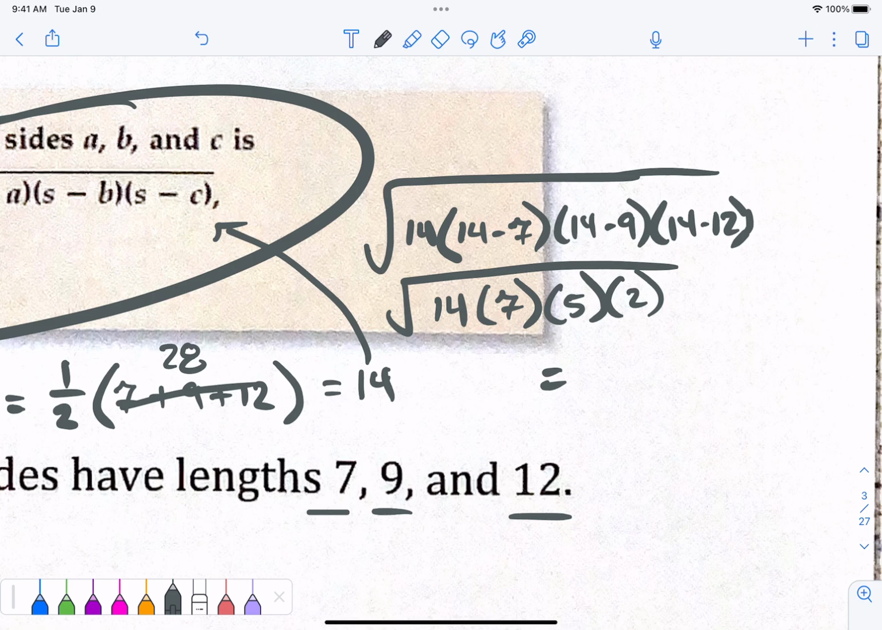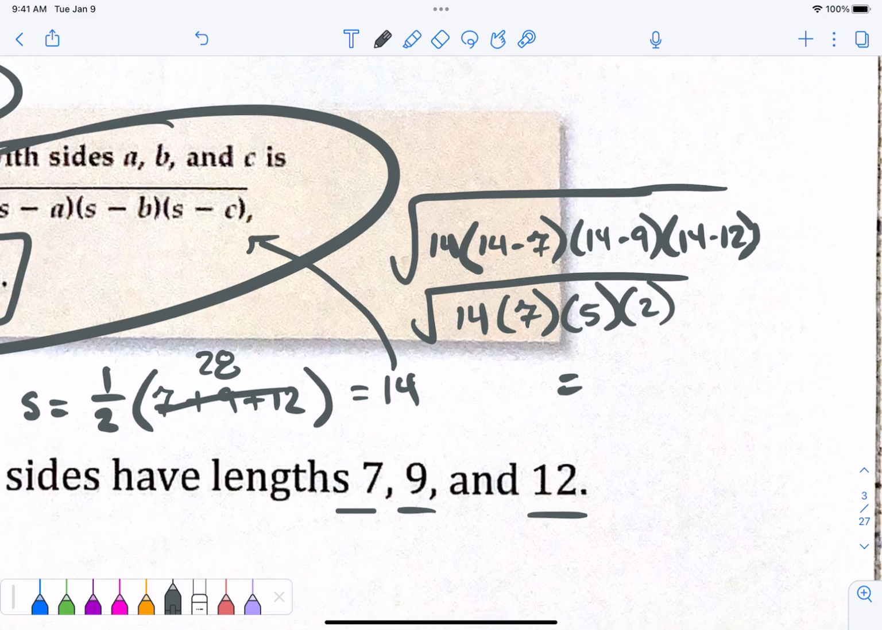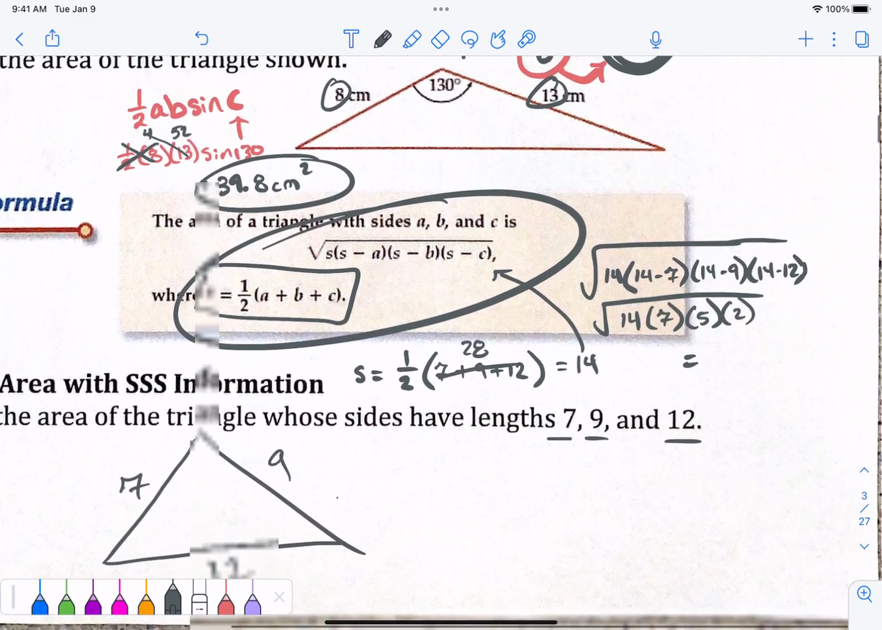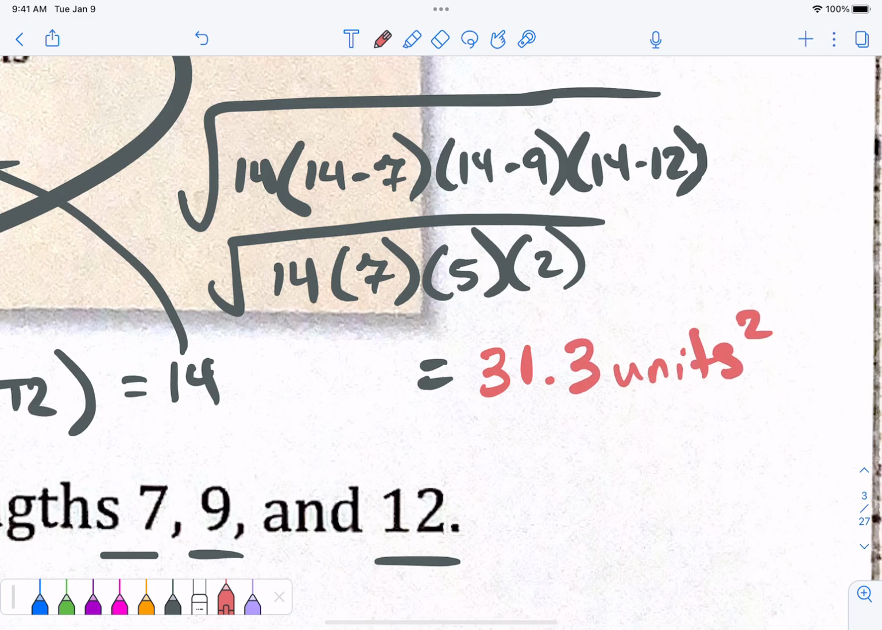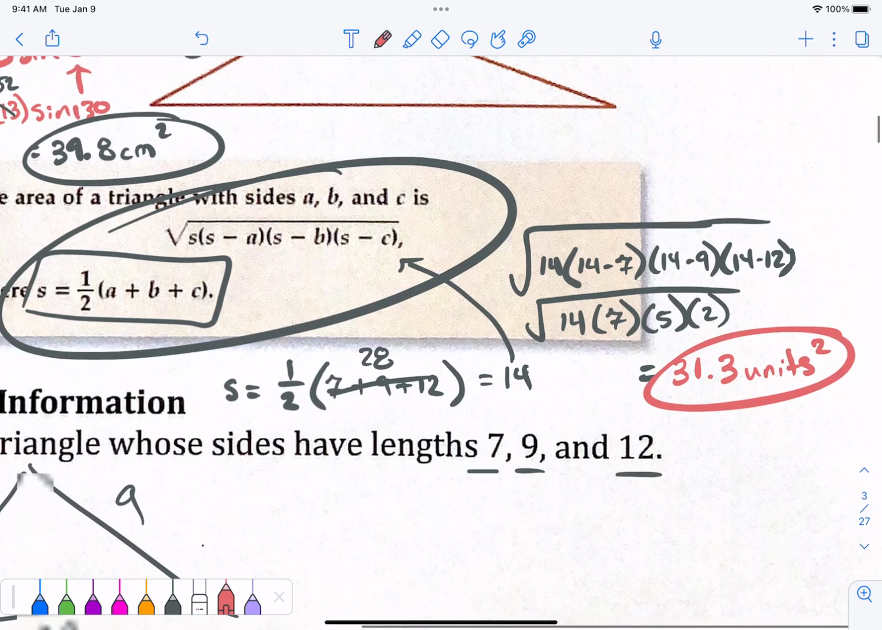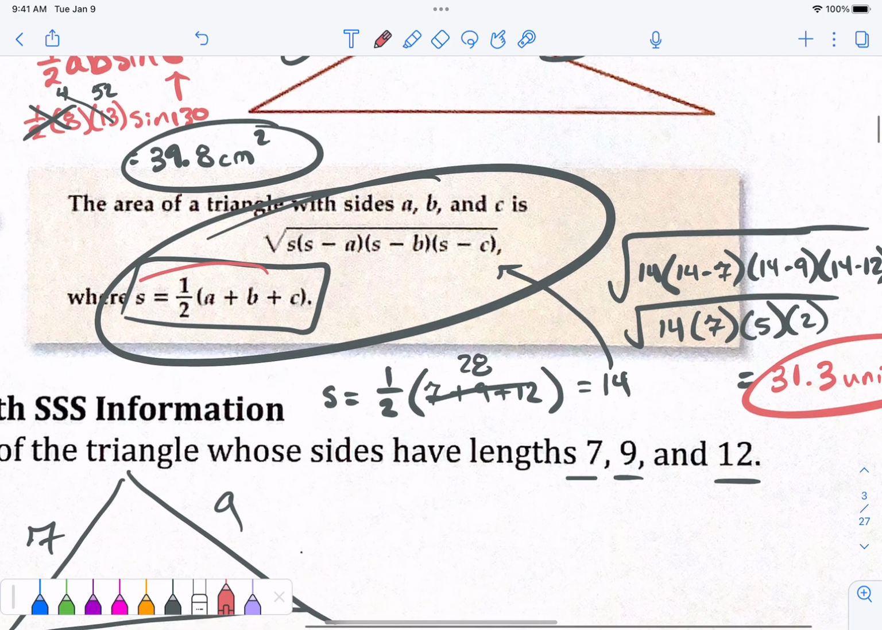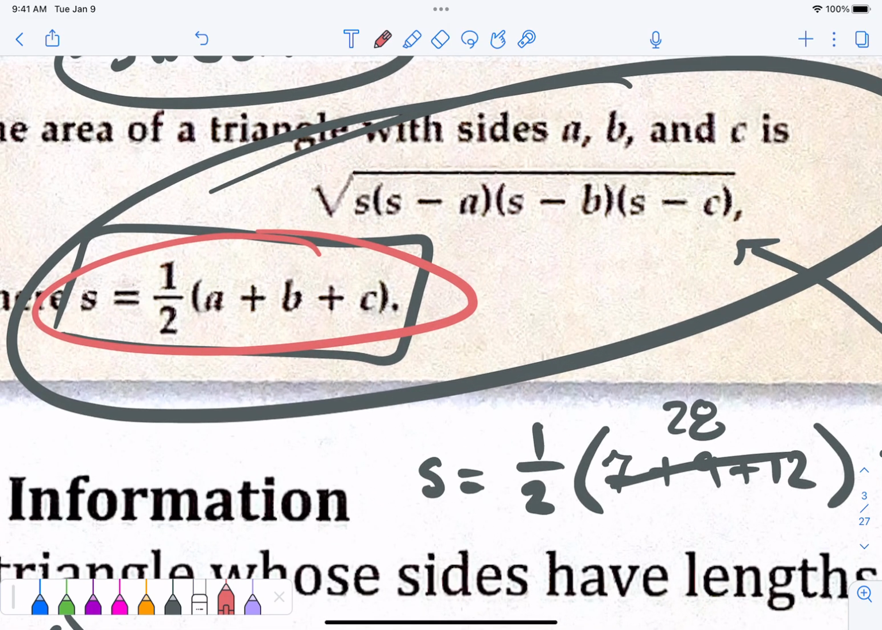14 times 7 times 5 times 2, and the square root of that is something. They don't tell me what the units are. Do you get an answer? I got 31.3. Yep, me too. 31.3 units squared. So when they give you all three sides and no angles, you do this first part to solve for the value of S, and then you plop it in. It looks like two really ugly formulas, but they really don't take that long.